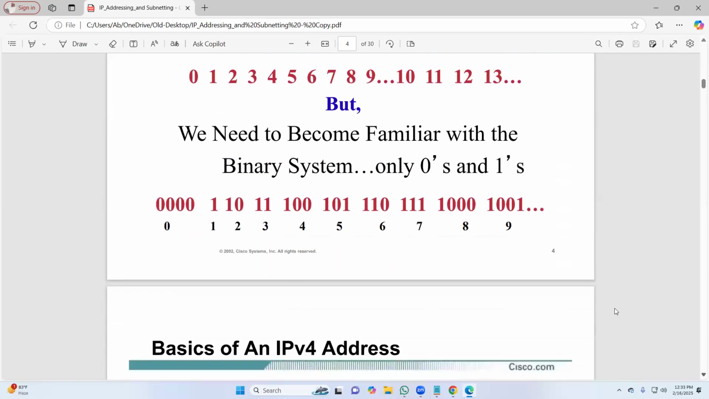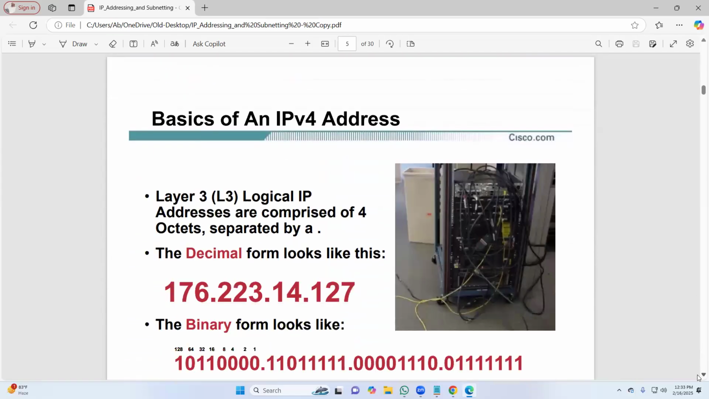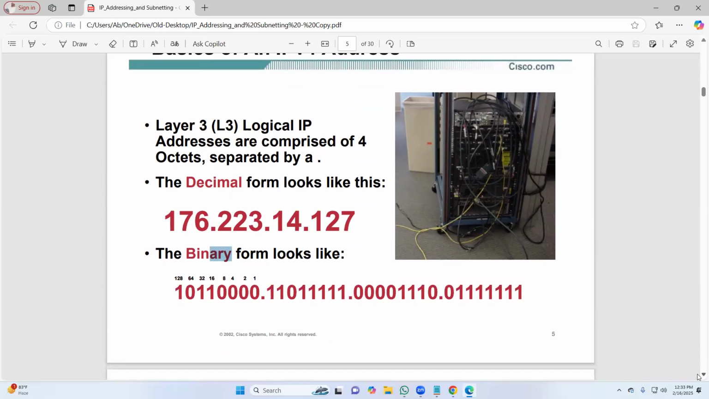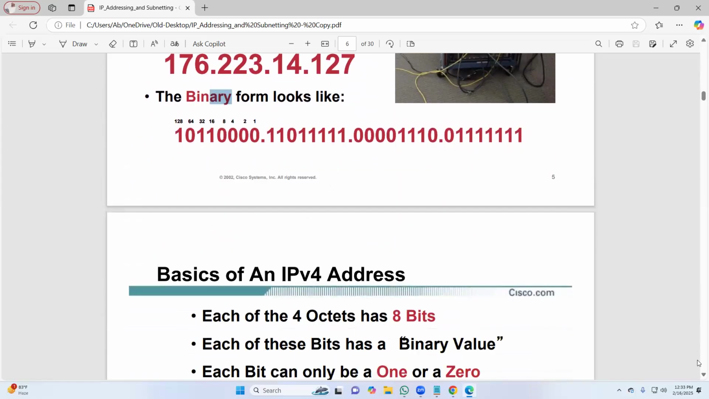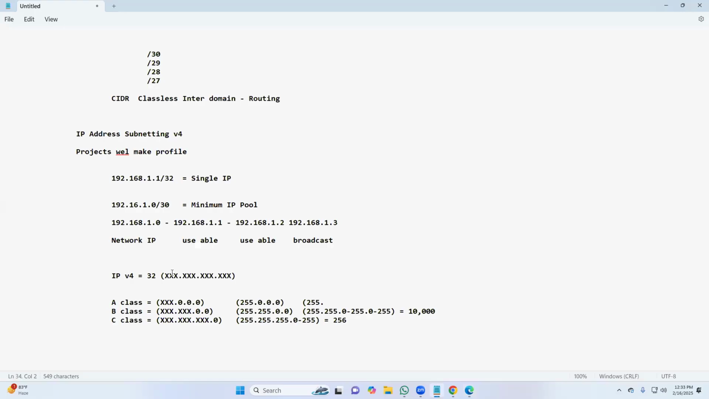Also there is a digital binary format. If you understand binary, you can study these things. Otherwise, you can use this logic. This is basically a conversion. This number is a decimal number, and this is the binary number, and you can convert these numbers. But this is unnecessary detail. Just go with the basics of IPv4 addresses. Each of the 4 octets has 8 bits. This is 8-bit, and this is 8-bit, and this is 8-bit, and this is also 8-bit.